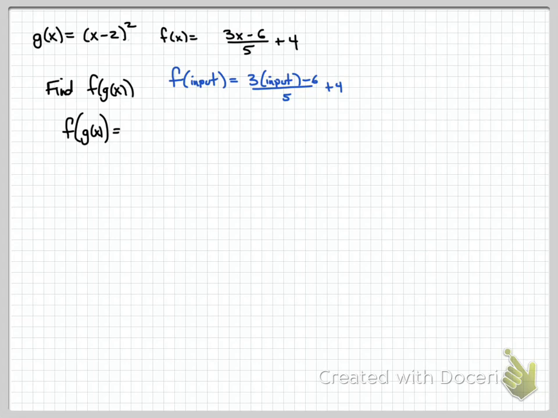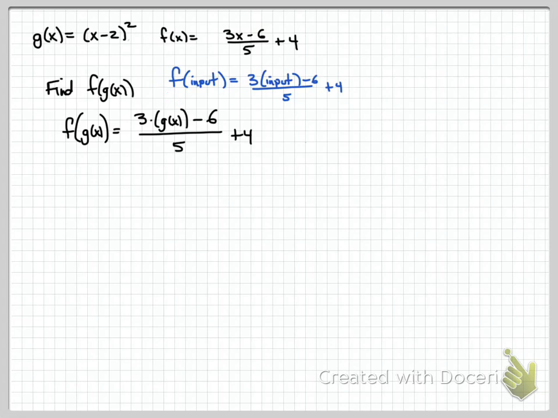And so we could write this quite literally as, well, this is going to end up being 3 times g of x minus 6 all over 5 plus 4. We have quite literally substituted this expression, just g of x, in for our variable x in our function f.